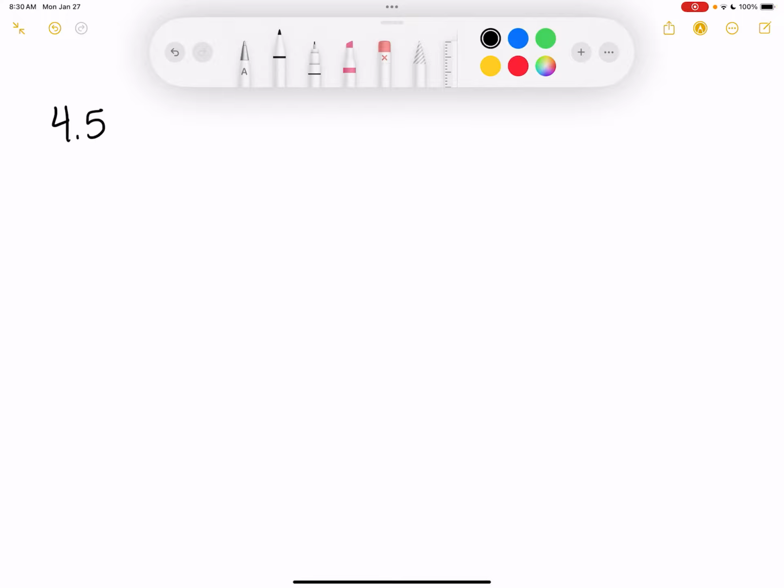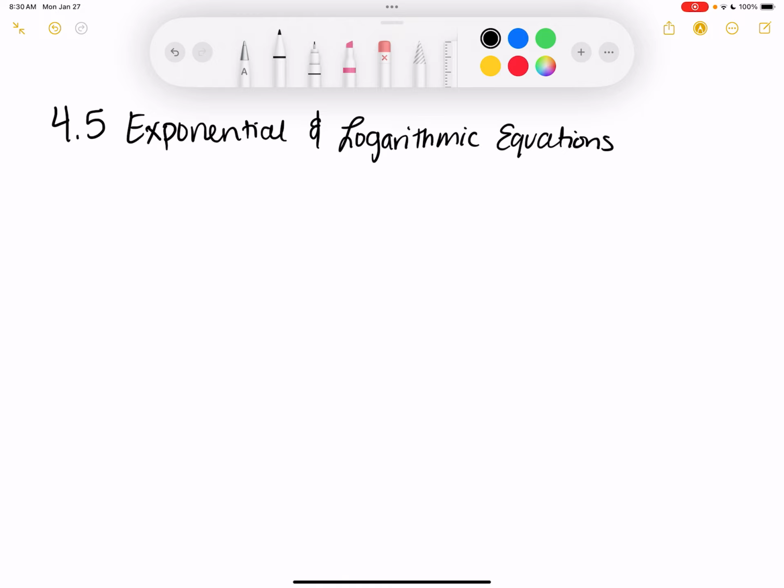So 4.5 is exponential, if I can spell, and logarithmic equations. So basically we'll just be solving equations using logs at this point, like solving for x.